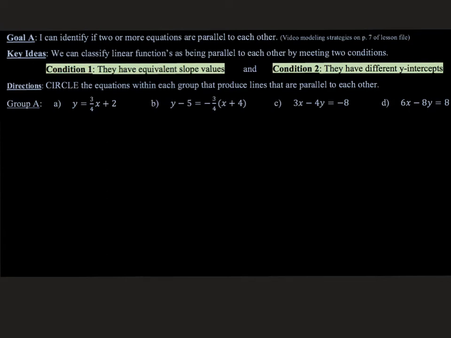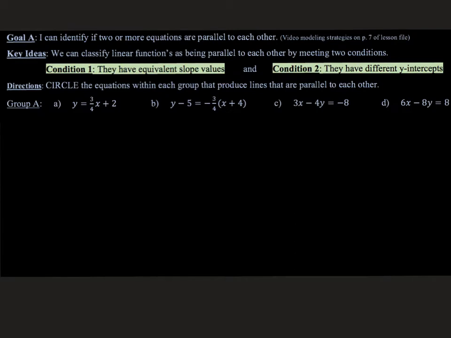This video will model some strategies in reaching our first goal of being able to identify if two or more equations are parallel to each other. So when we do this, we need to be looking at what conditions need to be met for equations to be parallel to each other. And those two conditions would be that they have equivalent slopes and they do not share the same y-intercept. If they happen to share the same slope and the same y-intercept, then they'd be equivalent equations and not parallel.